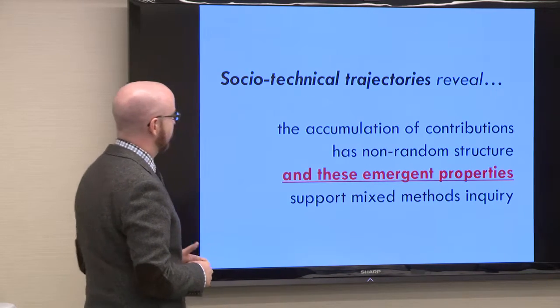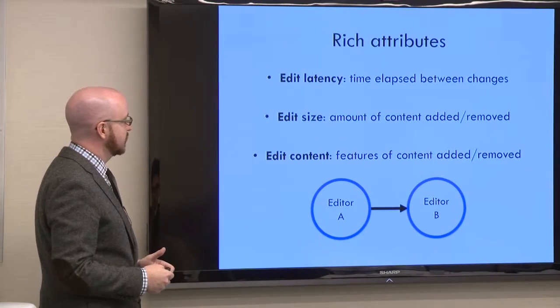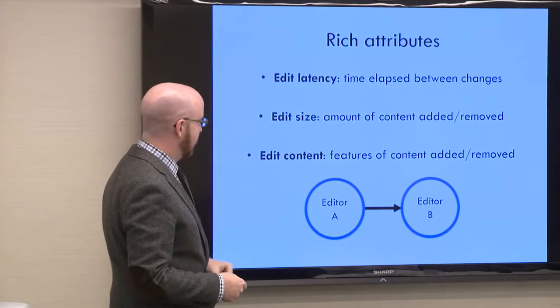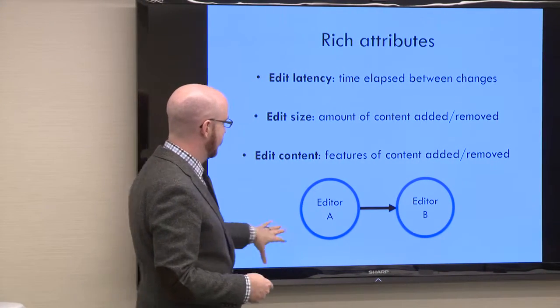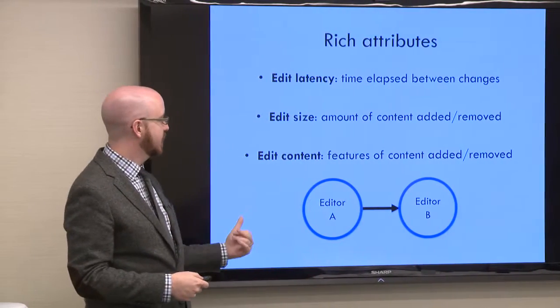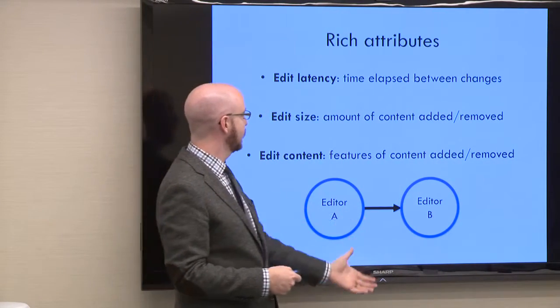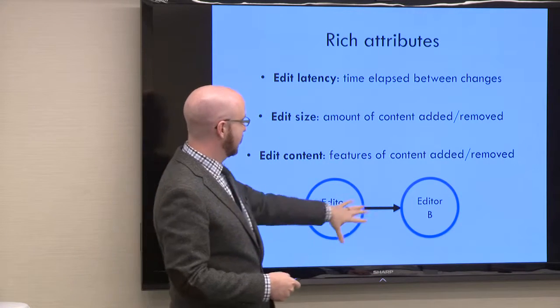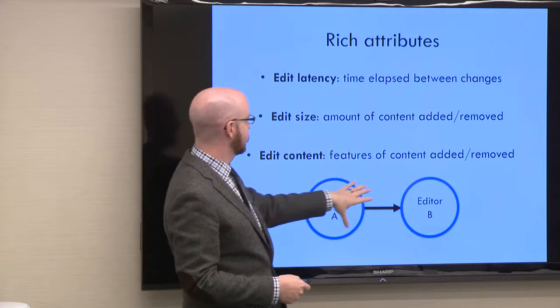And so what are some other interesting emergent properties? We're also capturing this interesting temporal dimension. The fact that someone edits after another means this edge is occurring at some kind of latency. It might be a few seconds, a few hours, a few days or weeks. So we can look at how much time has elapsed from one editor making a contribution to another.